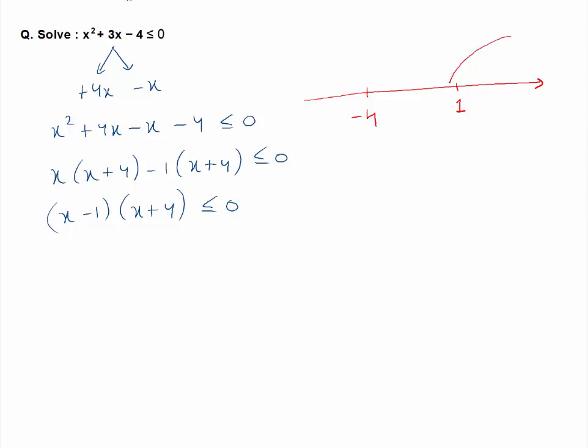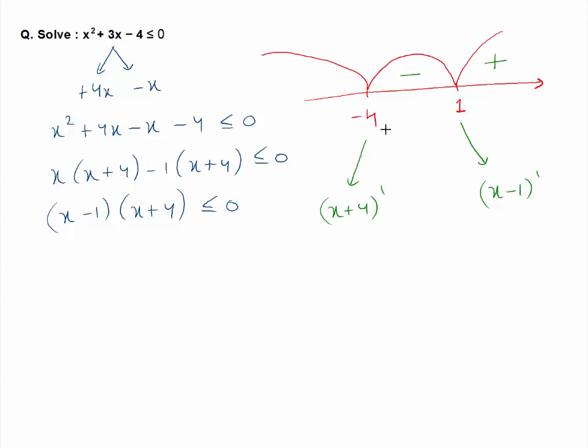Now let's draw the wave shapes on these. We write plus on the rightmost side, that's how we start. 1 corresponds to this factor x minus 1, whose power is 1, which is odd. So the sign is going to change when we cross 1, and this would become negative. Now minus 4 corresponds to the factor x plus 4, and this power is 1. Crossing minus 4, the sign will again change since the power is odd. So this will become positive. So these are the signs of this expression.